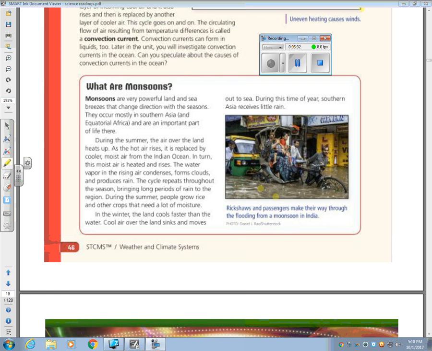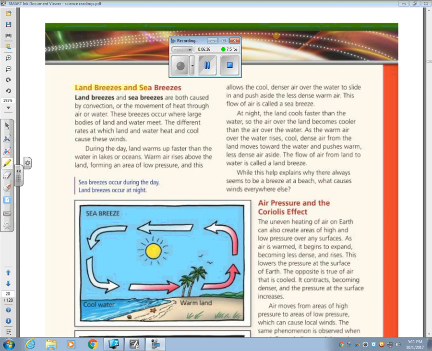Land breezes and sea breezes. Land breezes and sea breezes are both caused by convection or the movement of heat through air or water. These breezes occur when large bodies of land and water meet. The different rates at which land and water heat and cool causes these winds. So please circle the word land breezes and know it's wind going from the land to the ocean. Also, please circle the word sea breezes and know this is wind that blows from the sea to the land.